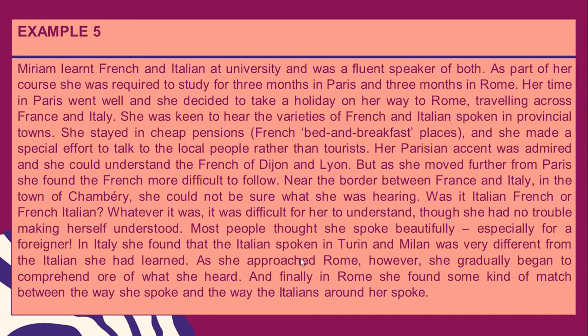So, for example, in example 5, I will read it out. Example 5, Miriam learned French and Italian at university and was a fluent speaker of both. As part of her course, she was required to study for 3 months in Paris and 3 months in Rome. Her time in Paris went well, and she decided to take a holiday on her way to Rome, traveling across France and Italy. She was keen to hear the varieties of French and Italian spoken in provincial towns. She stayed in cheap pensions or the French bed and breakfast places, and she made a special effort to talk to the local people rather than tourists.